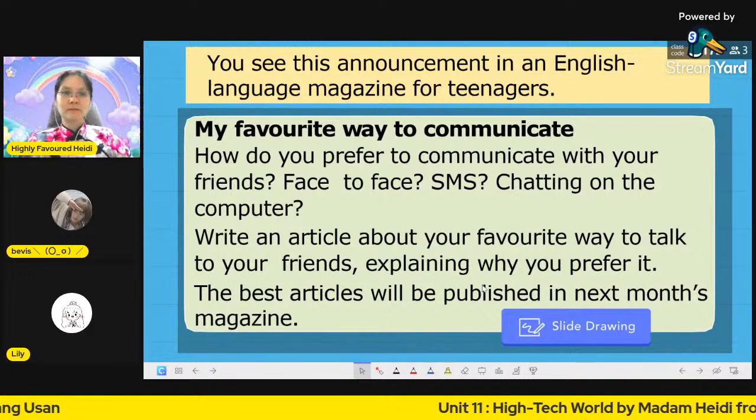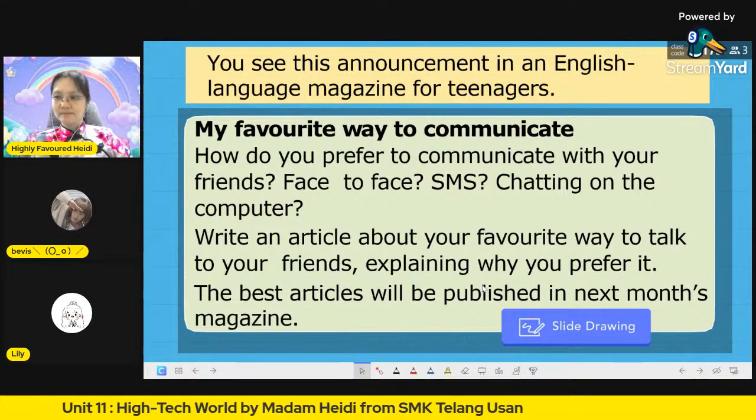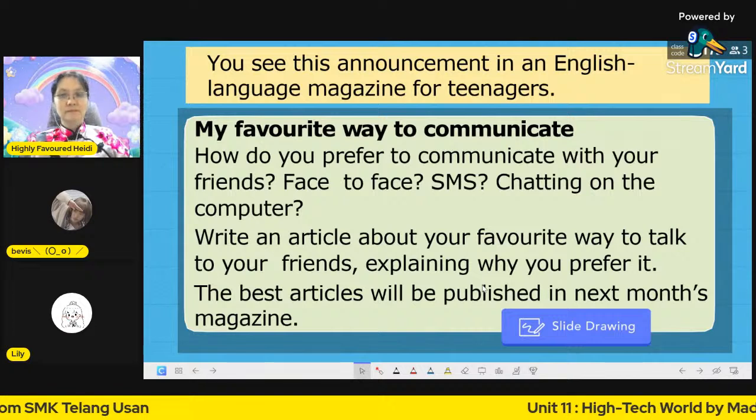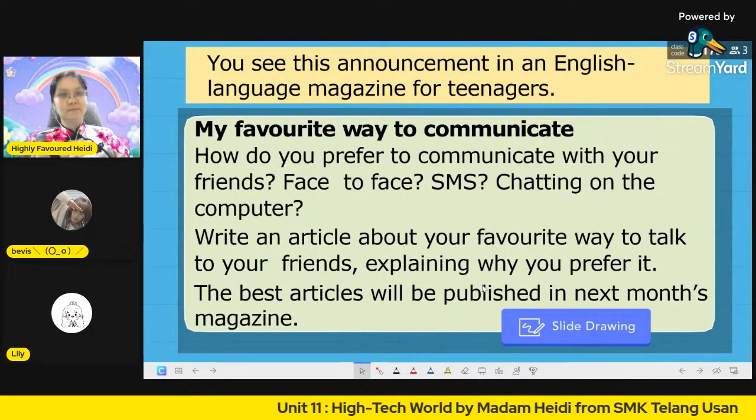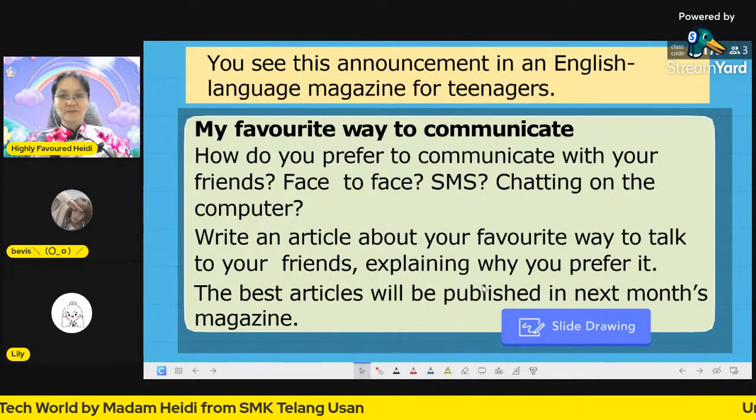Announcement. You see this announcement in an English language magazine for teenagers. My favorite way to communicate. How do you prefer to communicate with your friends? Face to face, SMS, chatting on the computer? Write an article about your favorite way to talk to your friends, explaining why you prefer it. The best articles will be published in next month's magazine.